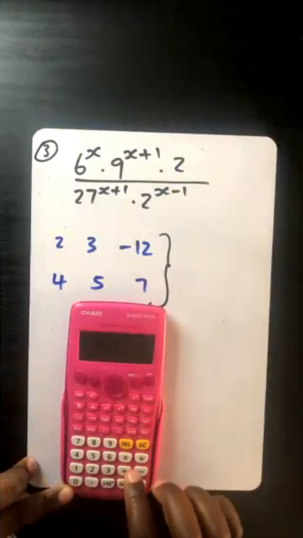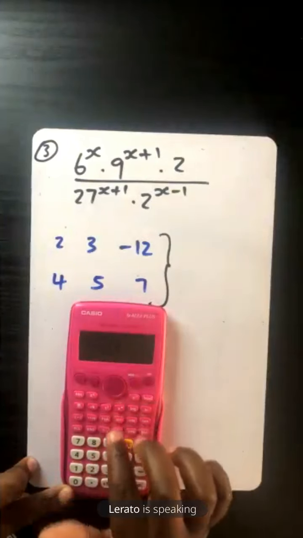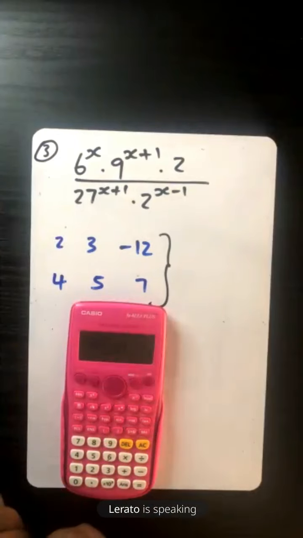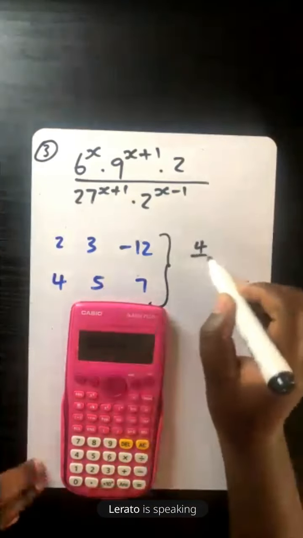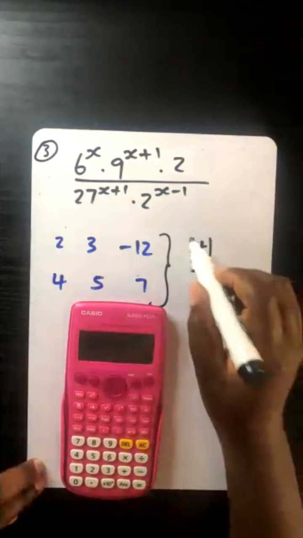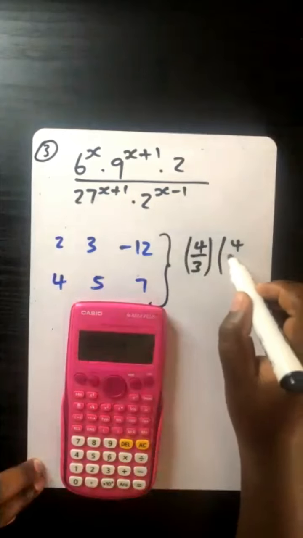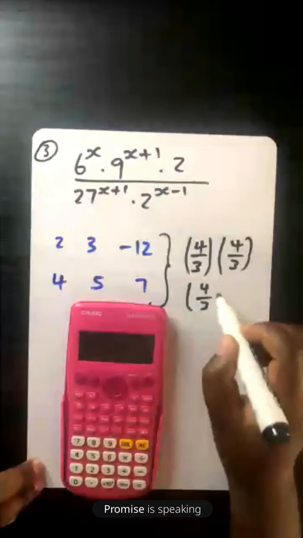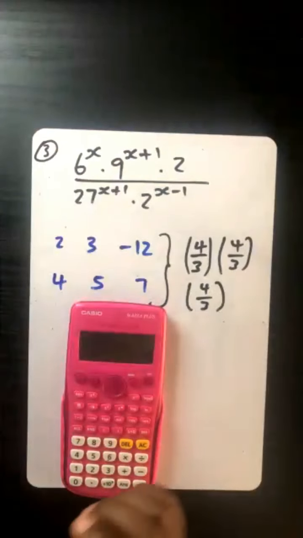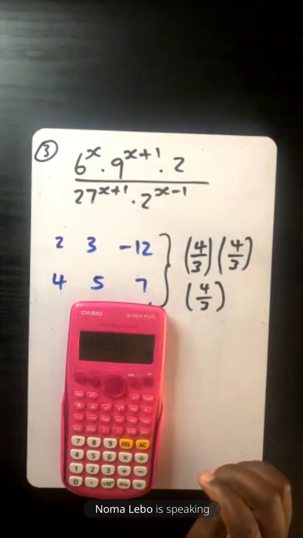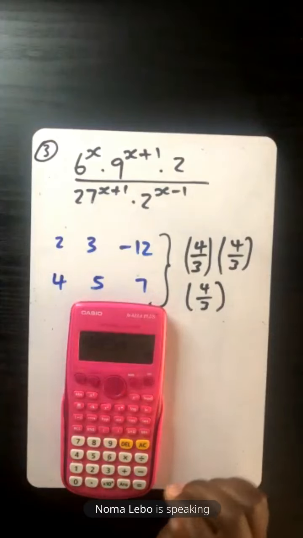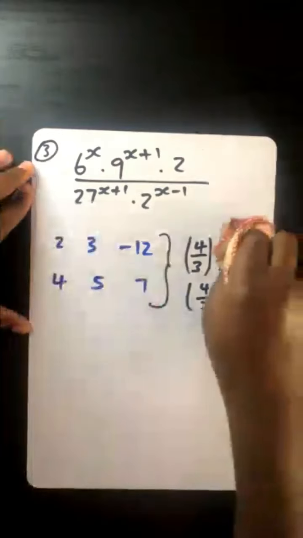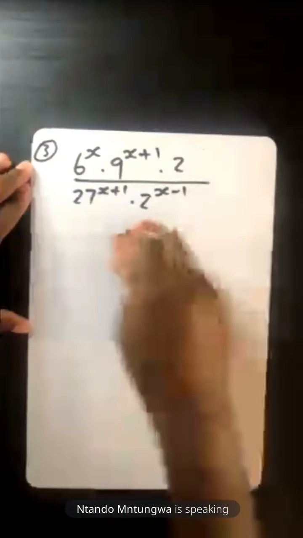Is there someone who got an answer already? Yes, sir. What are you getting? I'm getting 4/3. I used negative 11. I'm also getting 4/3 with my 9. So I'm 4/3, Lerato. 4/3. You're also getting 4/3, ne? So all of us are getting 4/3, isn't it? Yes. So guys, this is an interesting discovery of 4/3.